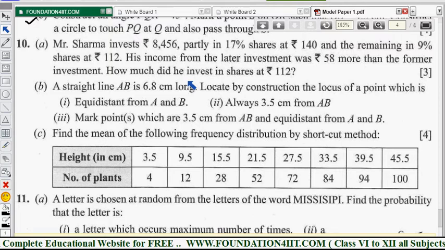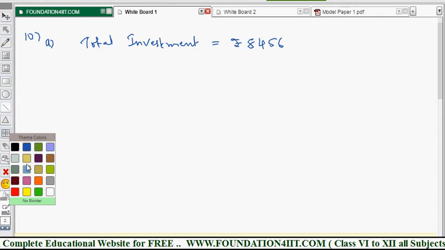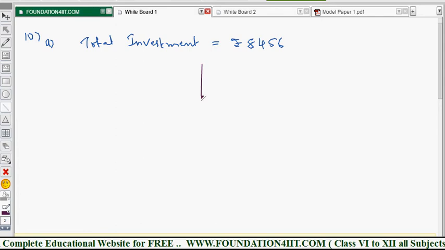So separately you can find out. If the total investment is 8,456, we'll make it two separate parts. I'll show you. The total investment is given, that is rupees 8,456, right? And let the investment in one share be, let's take, some X. So if we make this question into two parts, we can take it separately.